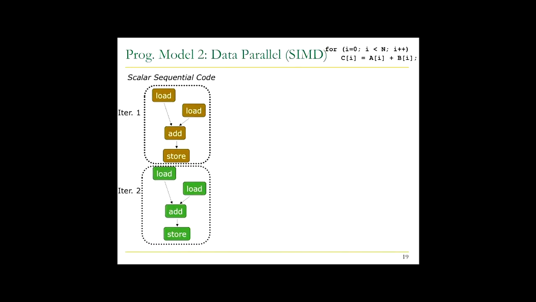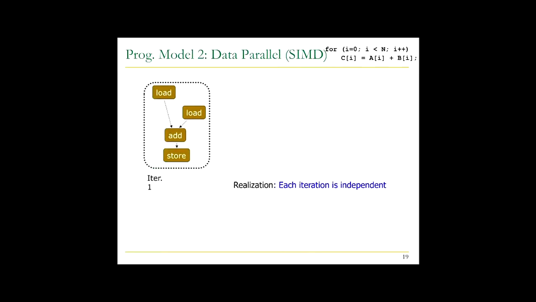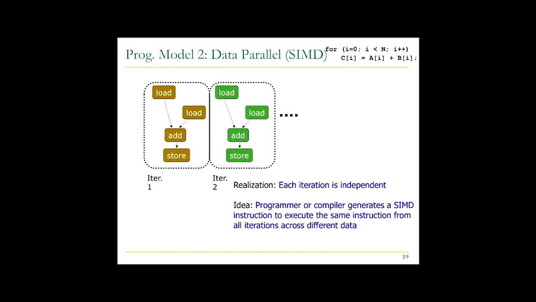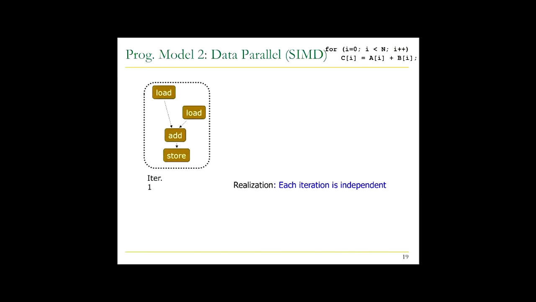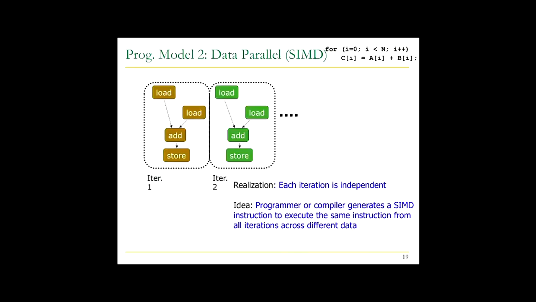Okay, so let's look at the data parallel programming model. Somebody needs to take the scalar code and realize each iteration is independent and reorder the operations such that it looks like this. Basically, the programmer or compiler generates a SIMD instruction to execute the same instruction from all iterations across different data. This should really be called an operation in this case, because it used to be instructions in the scalar model, but we're going to take these operations that are doing exactly the same thing and pack them into a single SIMD instruction. And that's what we did earlier. So this is called a vector instruction, basically. And vectorized code looks like this.